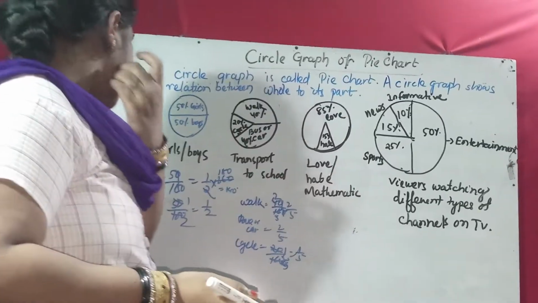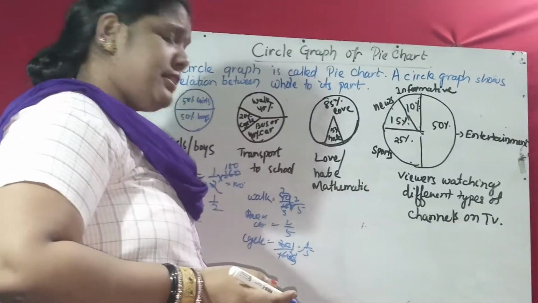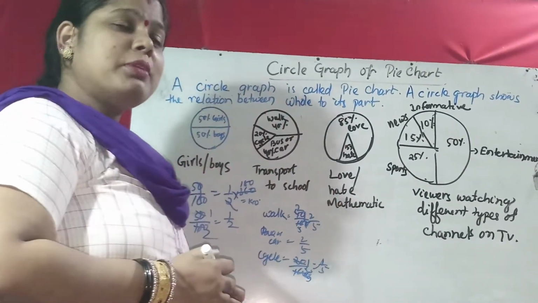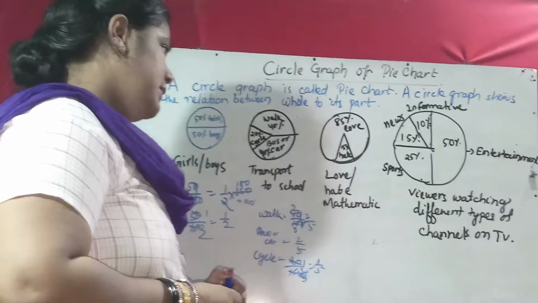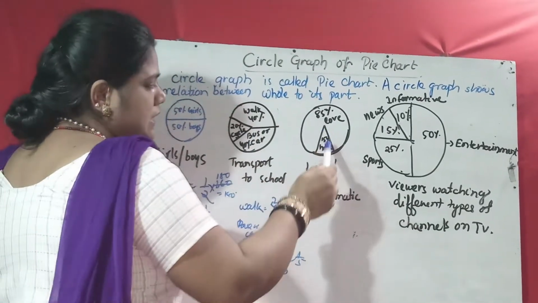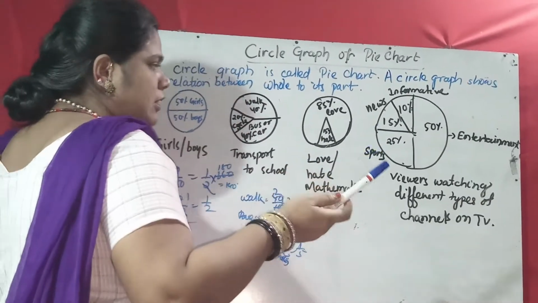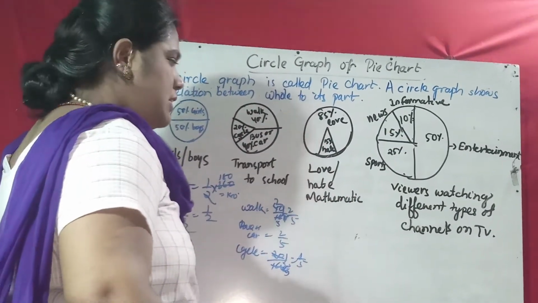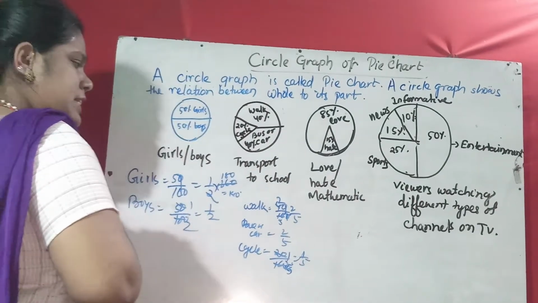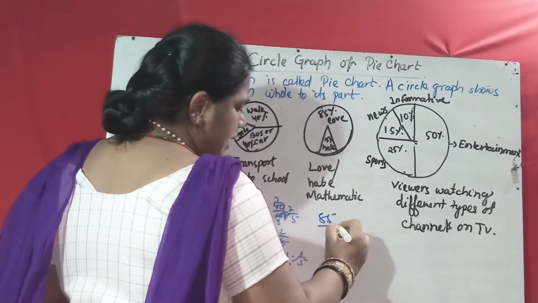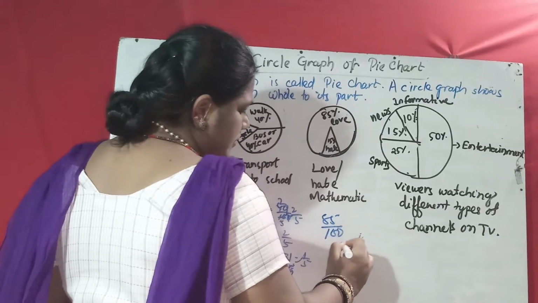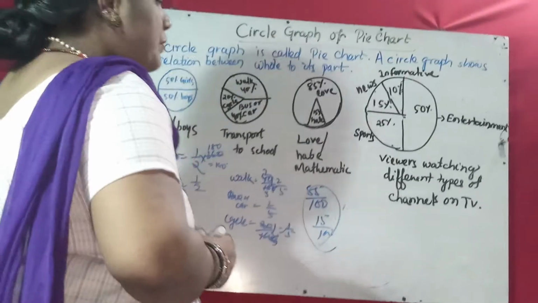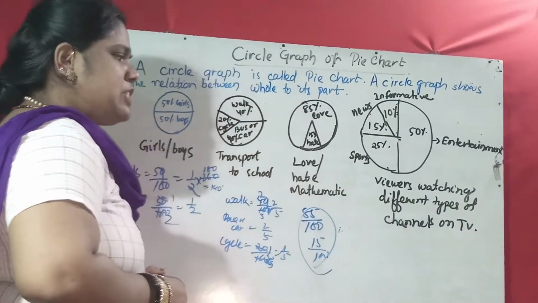Again, another one is love and hate mathematics. How many students of your class love mathematics and how many hate mathematics? Here hate mathematics is 15%. Obviously love is 100 minus 15, 85% love mathematics in your class. So proportion, same thing, 85 by 100 and 15 by 100. You will solve this.